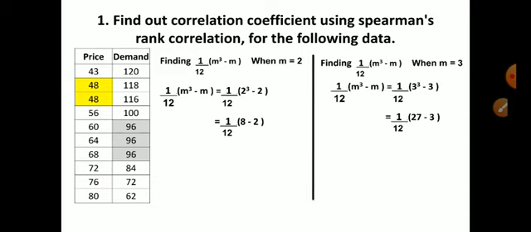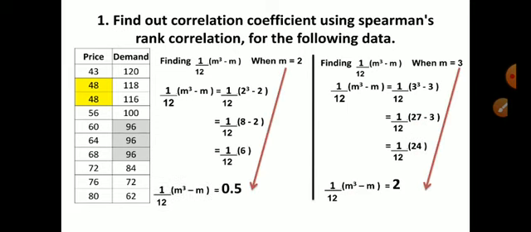Okay, if you go further, 8 minus 2 is 6. That is, we will be getting 6 by 12. 6 by 12 means what? 1 by 12. When m is equal to 2, we'll be getting 1 by 12 (m cube minus m), which is 6 by 12, that is 0.5. And when m is equal to 3, what is that? 1 by 12 into 27 minus 3, that is 27 minus 3 is 24, that is 24 by 12. We'll be getting the value of 1 by 12 (m cube minus m) as 2.